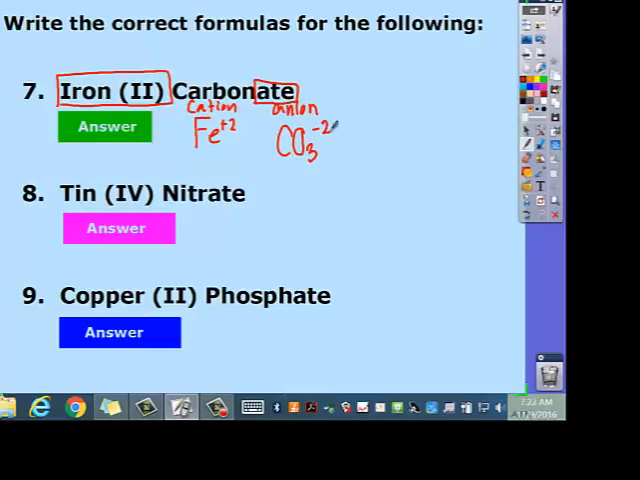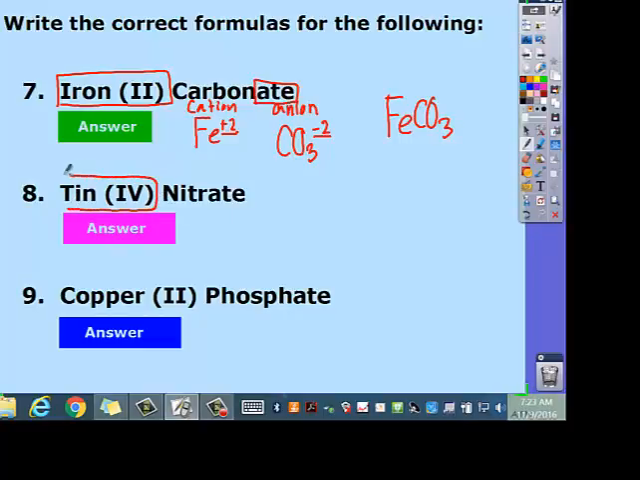I'm going to do this a little simpler. This is +2, this is -2. That means they're going to cancel out when I put them together. So my formula is going to be FeCO3. Now you can cross the charges and simplify, that's fine, but this makes it a little bit easier.